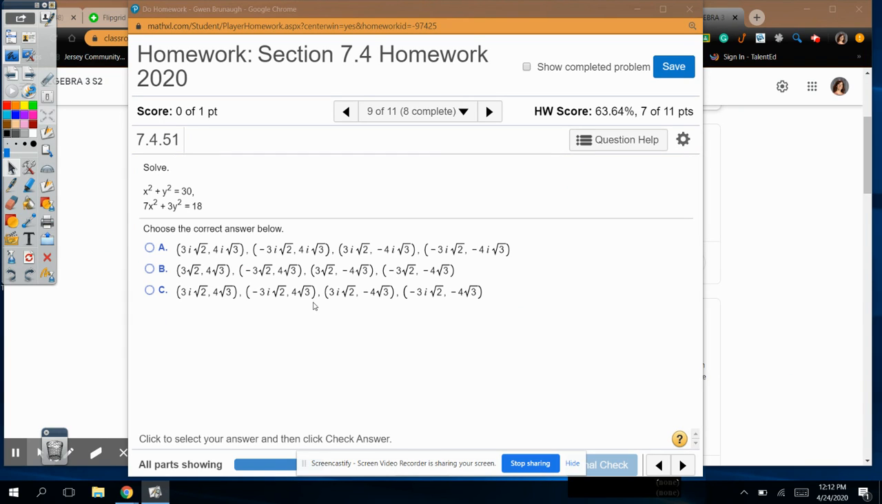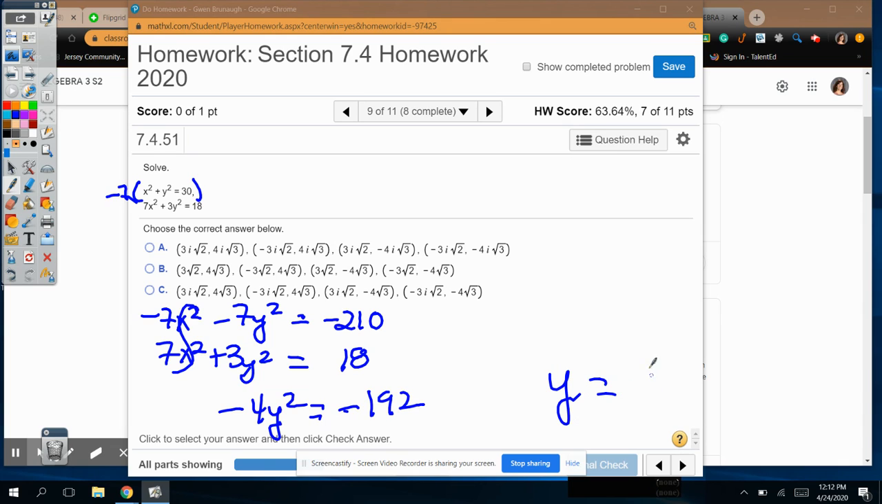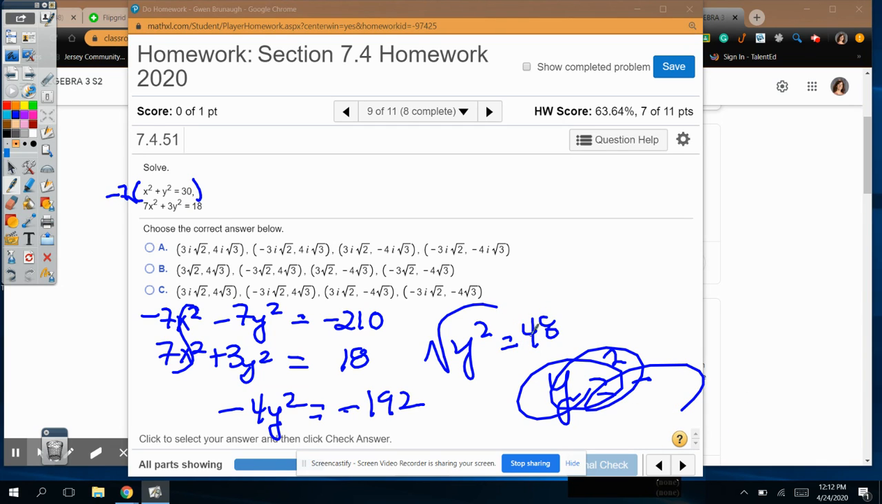Okay, I'm going to do this one, though, with elimination. So I know I can do this one. I'm going to multiply the whole top by -7. So I get -7x squared minus 7y squared equals -210. The bottom is 7x squared plus 3y squared equals 18 still. -4y squared equals -210 plus 18. -192 divided by -4. y squared equals 48, which means y is the square root of 48.